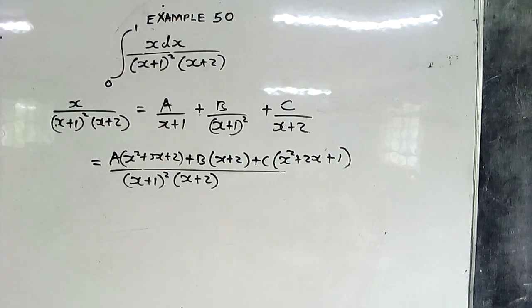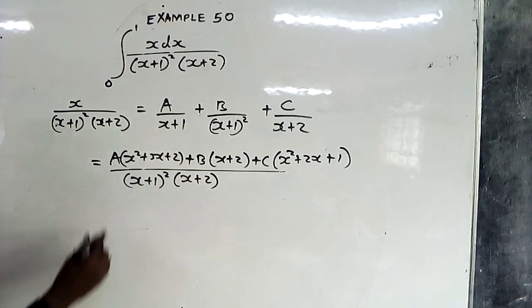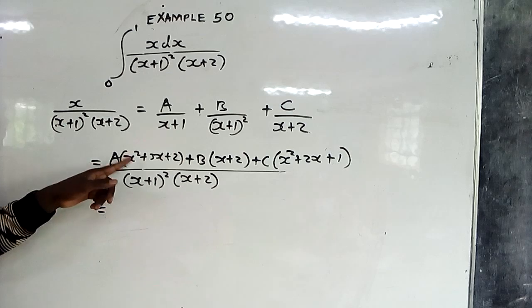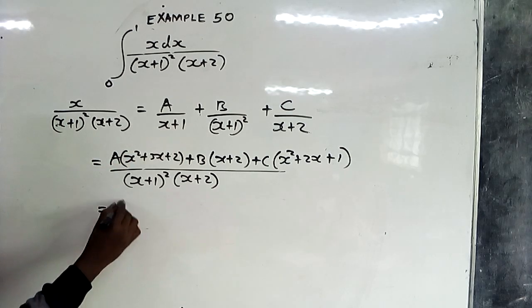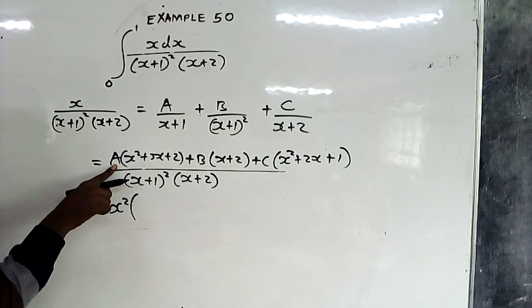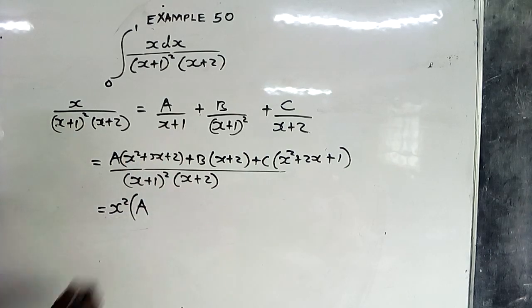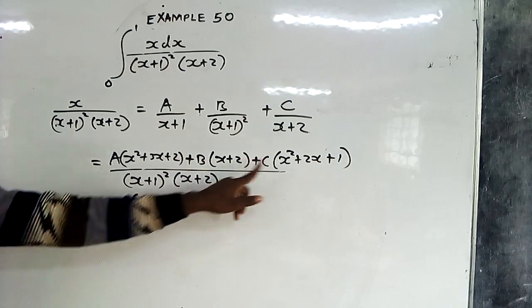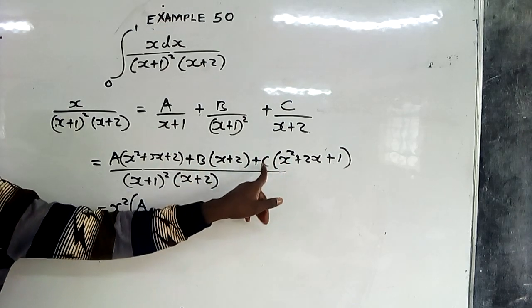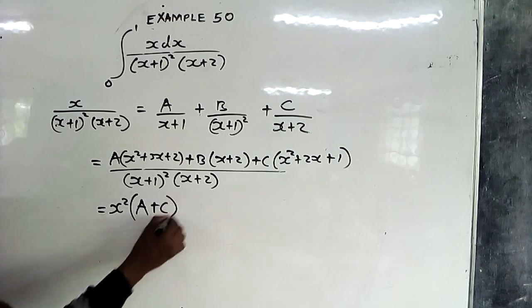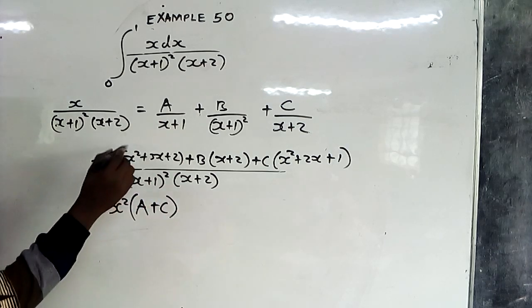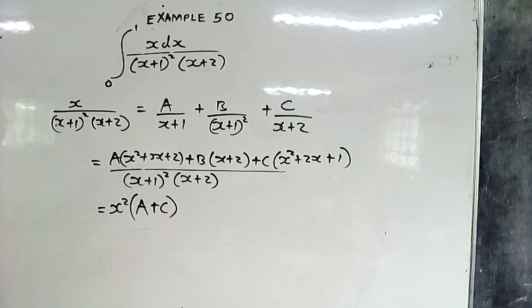After doing that, we collect the like terms. So we start with x squared. What are the coefficients of x squared? If we factorize out x squared, this is A times x squared, so A is a coefficient, isn't it? Then the next, there's no x squared here, but there's x squared here, so positive C times x squared, you get plus C. So you've collected the coefficients of x squared.